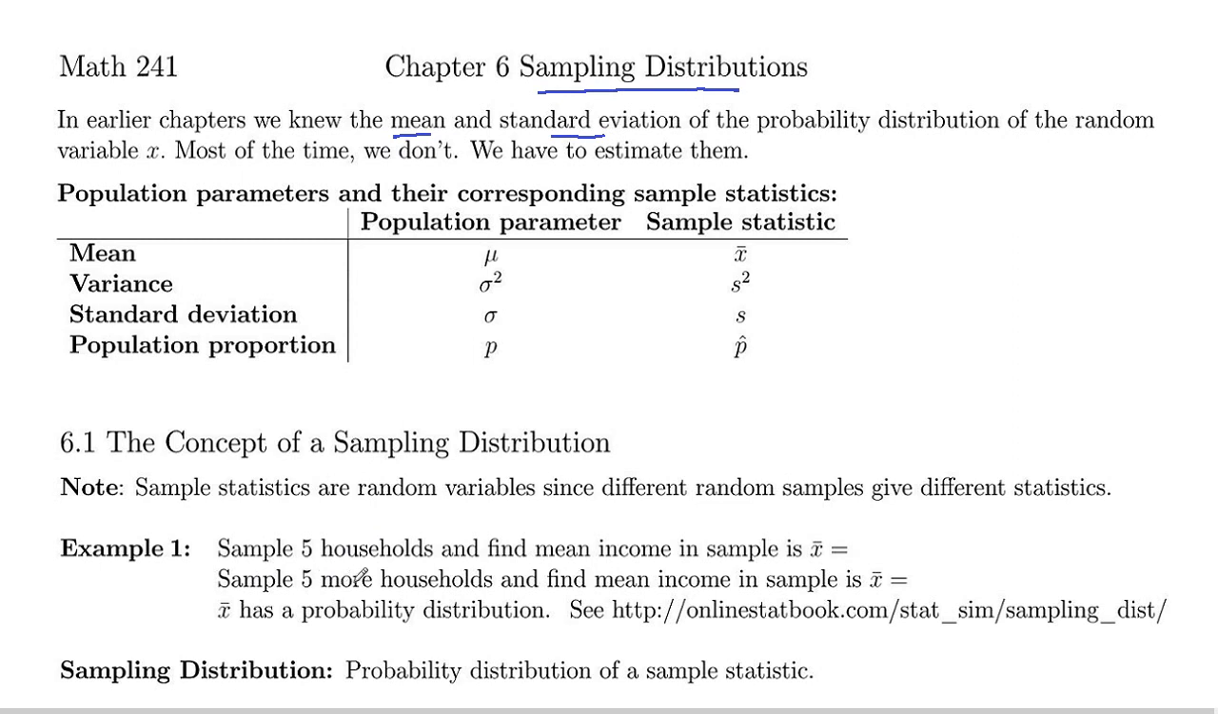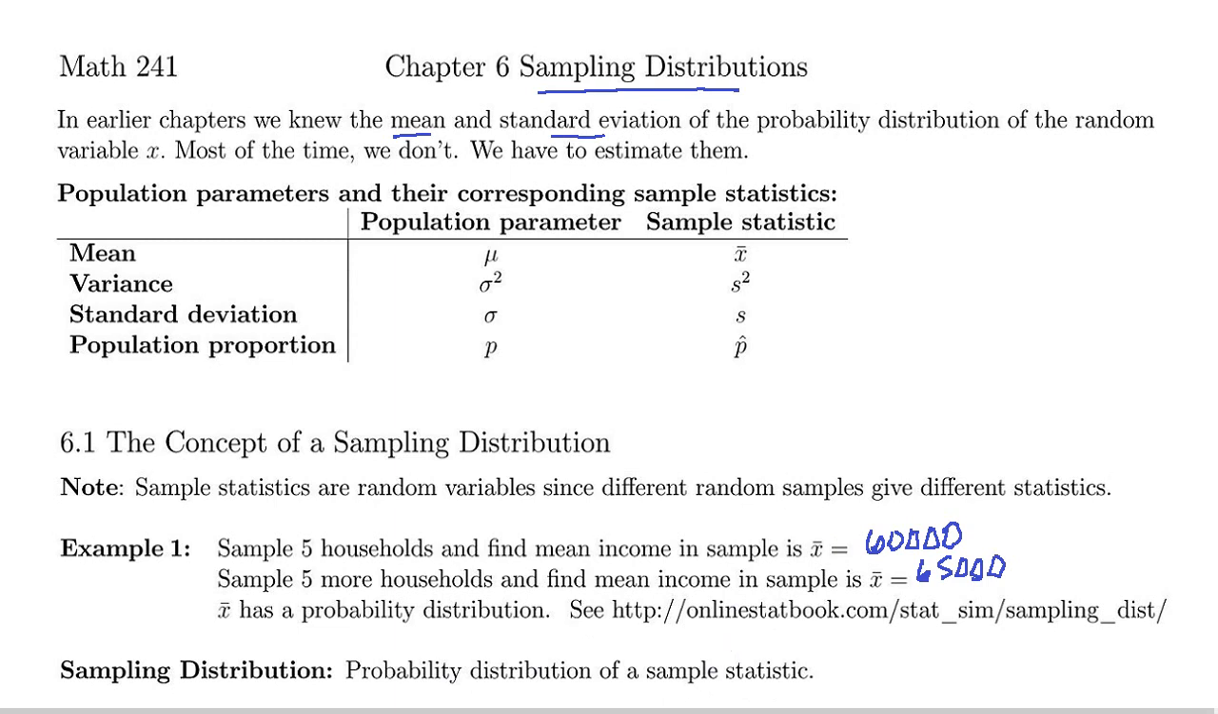So we sample 5 households. We find that they have a mean income of, say, $60,000. So that's the mean of the 5 households. We sample 5 more households. We find the mean income in that sample and say it's $65,000. And then we keep doing this. And then we look at the distribution of those sample means. That's a sampling distribution. It's the probability distribution of our sample statistic, whatever sample statistic that is that we're considering.